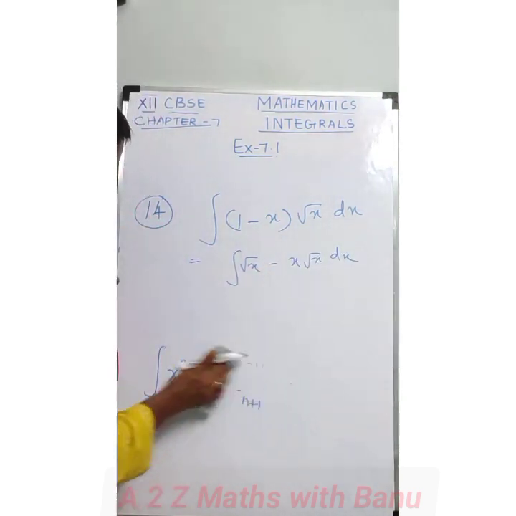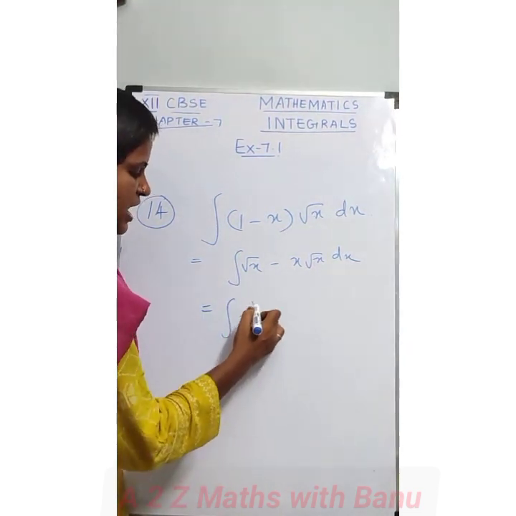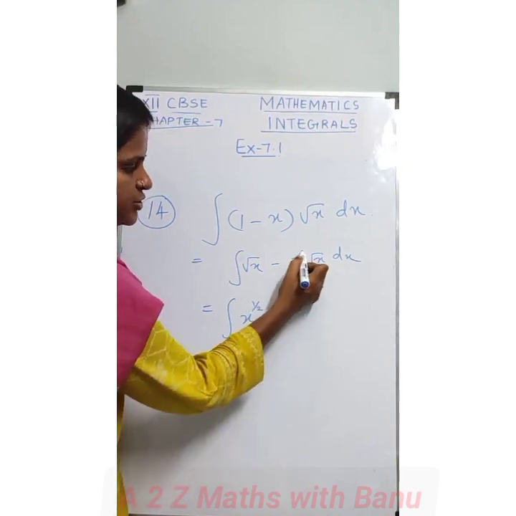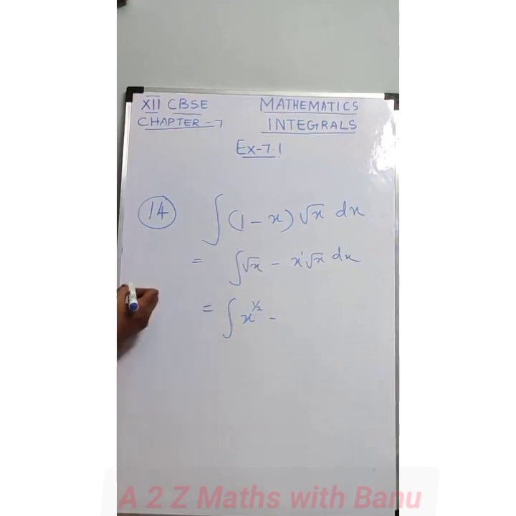But root x is nothing but x to the power half. Root x is x to the power half, and here x to the power 1, here x to the power half. When you multiply, you have to add the power, that is 1 plus half is going to be 3 by 2.